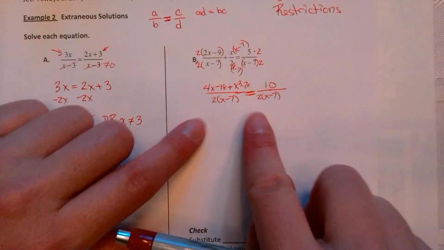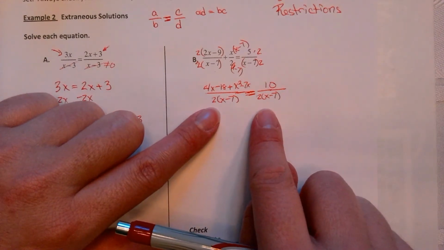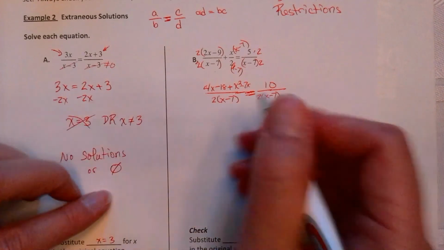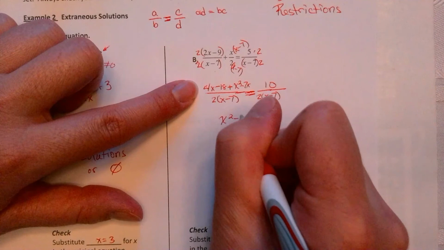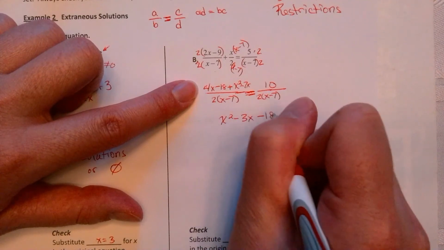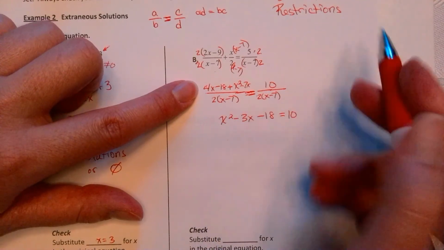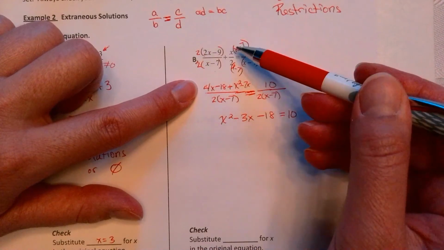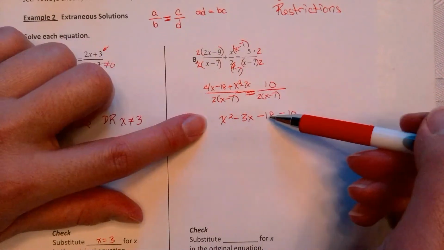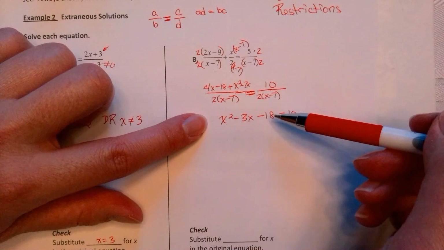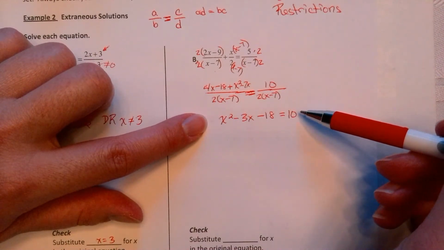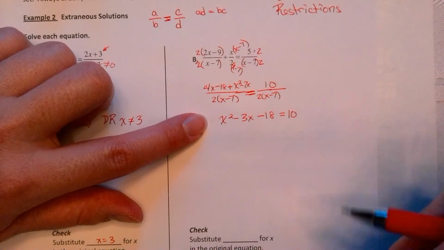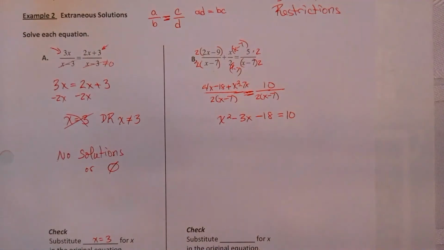So, do I have a common denominator? Absolutely. Then my numerators are equal to each other. So on the left, I have x squared minus 3x minus 18 equals 10. So again, I took the time to distribute, and then I added like terms on the left-hand side. I have it set equal to 10. And I think I have a slight error here. Let me double check. Nope, I think I'm good.